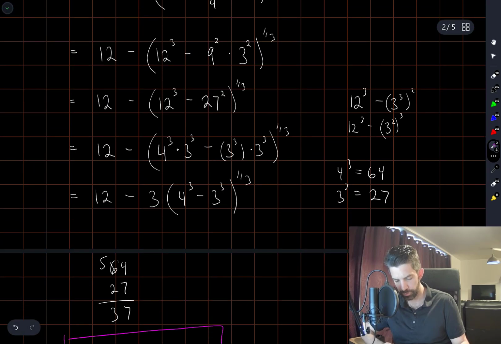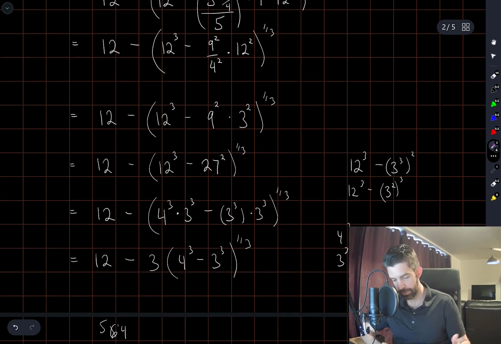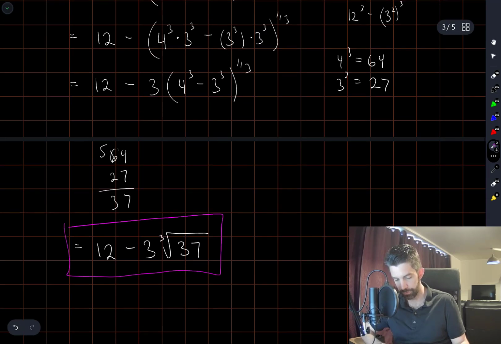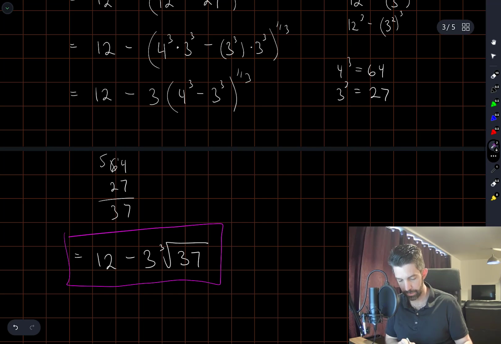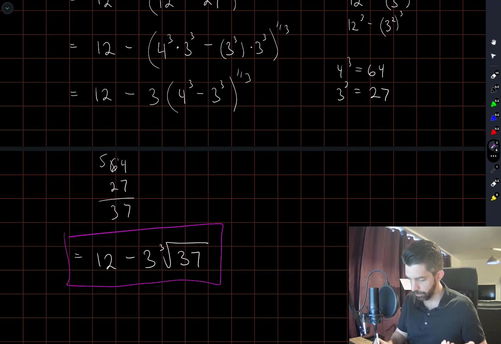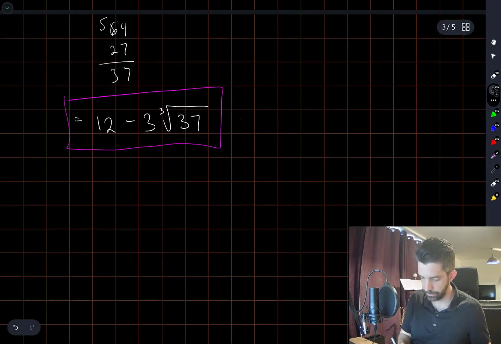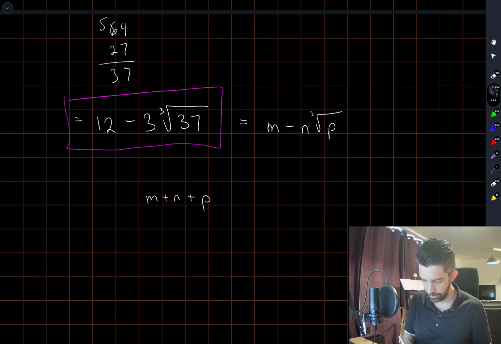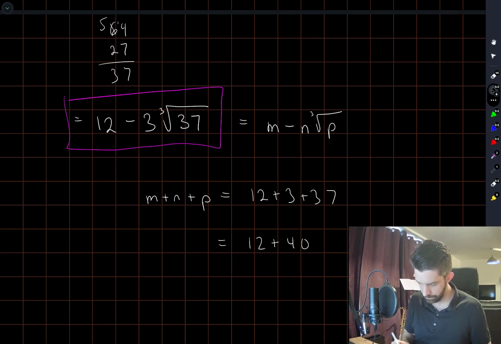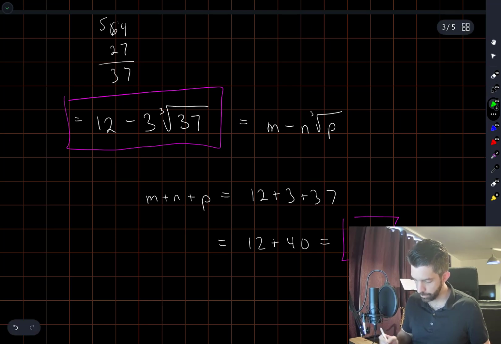And then just working things out, simplifying this expression as much as possible to get things into lowest terms, I end up with the thing under the cube root being 37, which is not divisible by any cube number. So in fact, the correct answer here, this is the expression m minus n times the cube root of p. So m plus n plus p in the end is 12 plus 3 plus 37, which is 12 plus 40, which is 52. And I'm pretty confident that's the correct answer.